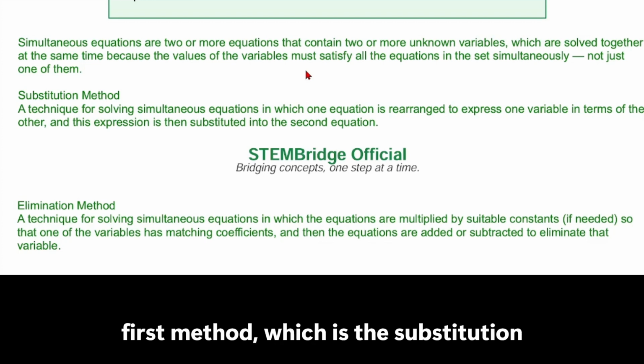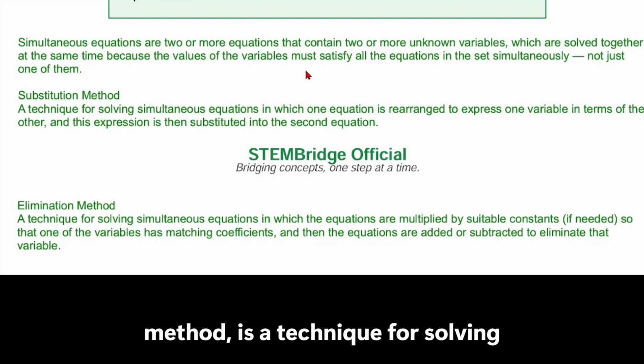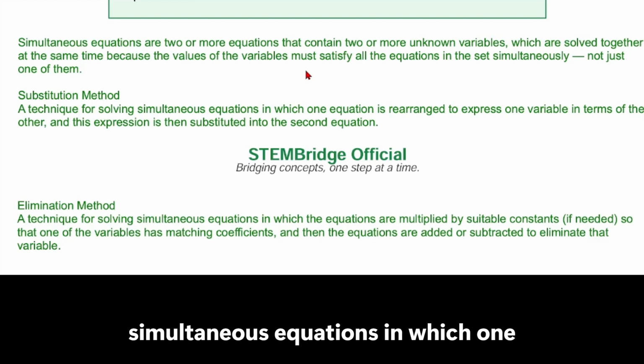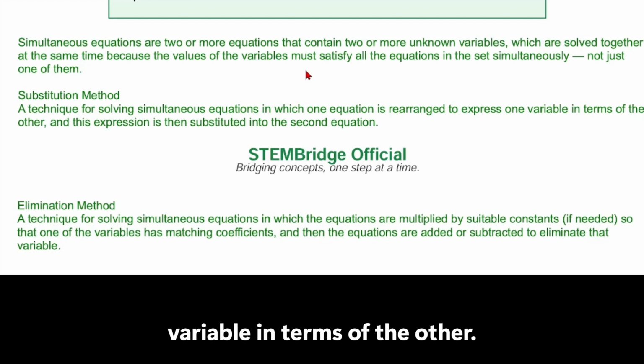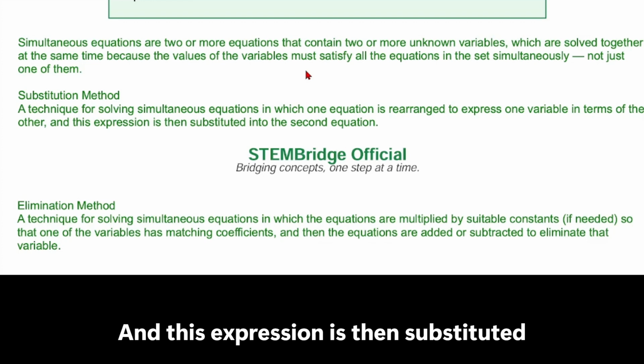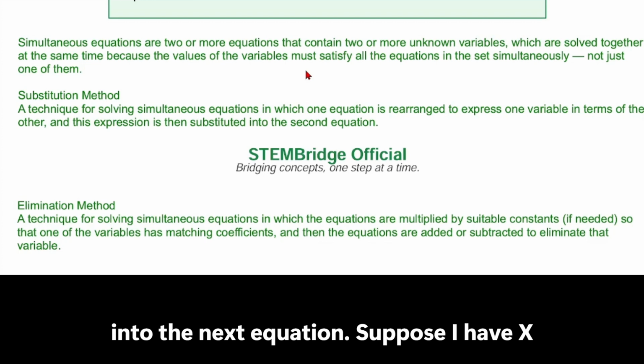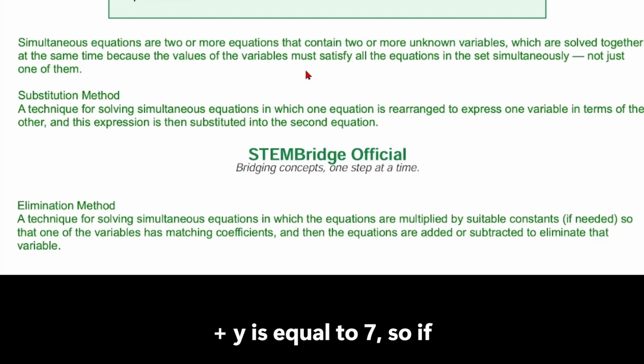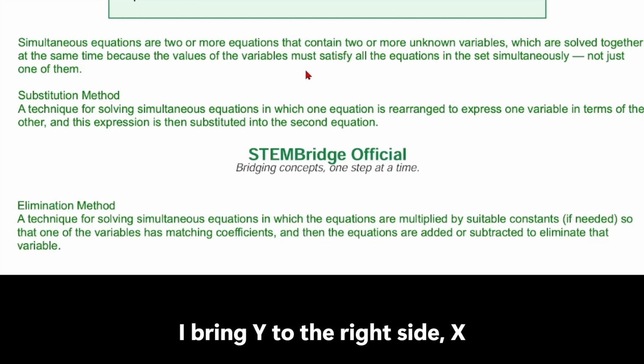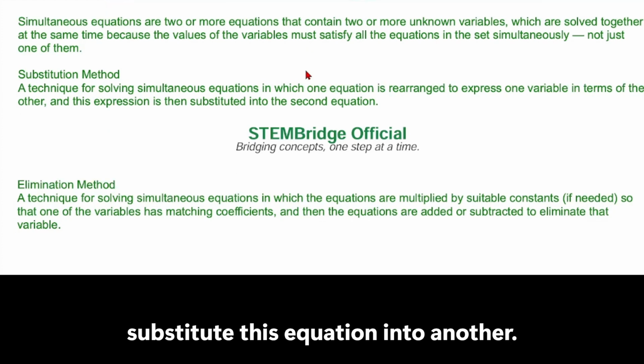The first method, which is the substitution method, is a technique for solving simultaneous equations in which one equation is rearranged to express one variable in terms of the other, and this expression is then substituted into the next equation. Suppose I have x plus y is equal to 7. So if I bring y to the right side, x is equal to 7 minus y. So I can substitute this equation into another.